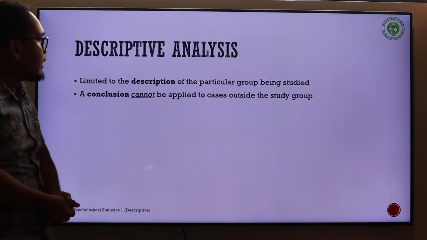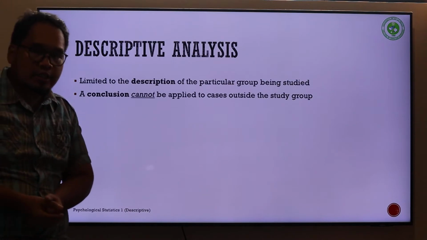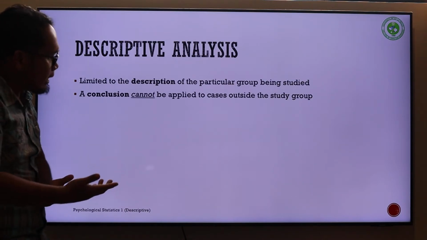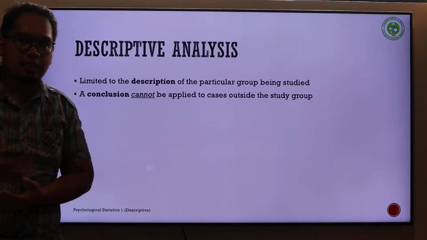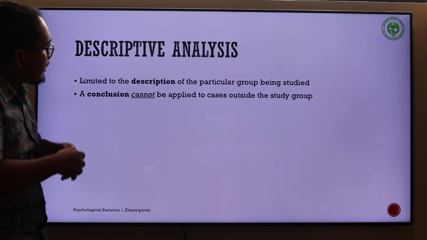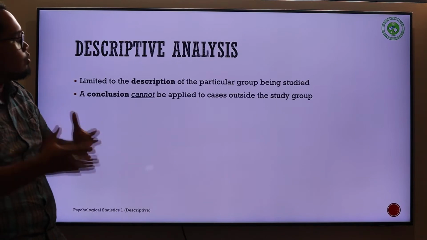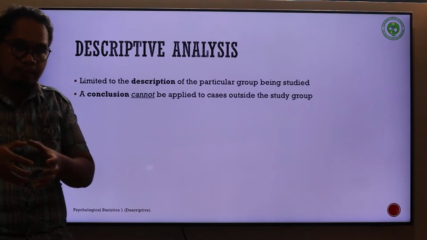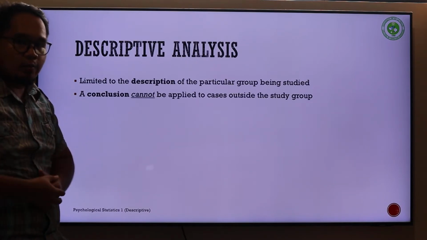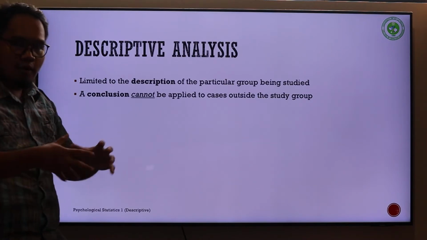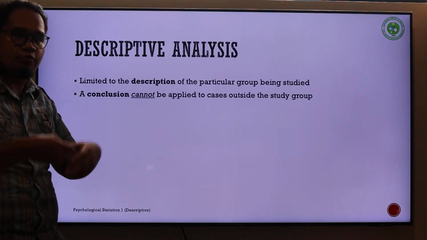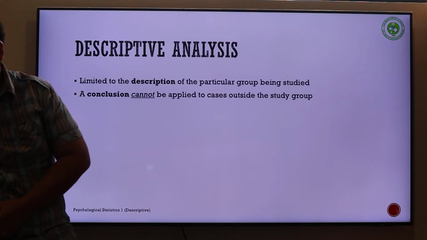So for example, if we're going to get the general characteristic of that group, say for example getting the mean, the median or mode, or the measure of variability, the range or the SD, we are only limited to use that within that certain group. We cannot apply that outside the group. And we cannot conclude, most importantly, we cannot conclude the results outside from that study group.